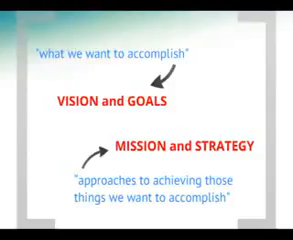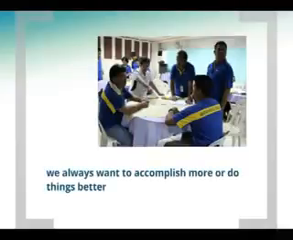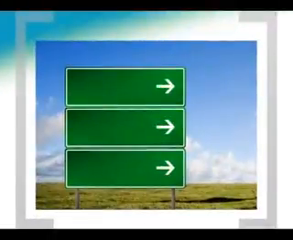Let's go back to the definition of planning. We said planning is determining what we want to accomplish and developing approaches to achieving what we want to accomplish. Of course, we always want to accomplish more or do things better from year to year. If there are things in the present operation of our cooperative that need improvement, we want to correct these or do these better in the coming year. Or even if we think the cooperative is already doing good, we still want to do better in the future and accomplish new things.